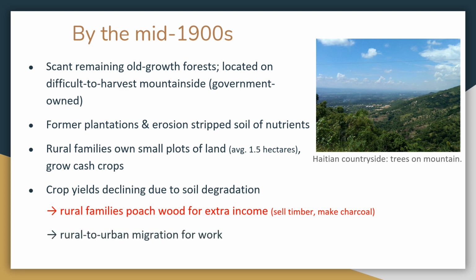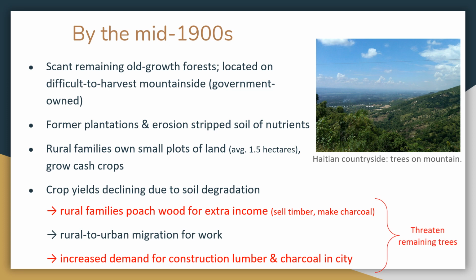Also, there was a rural to urban migration as people fled from rural areas where life was more difficult to the promise of wage labor in cities. And as city populations expanded, there was increased demand for construction because people needed places to live, and for charcoal to use as fuel and stoves for people living in the city. All of these things threatened the remaining trees.